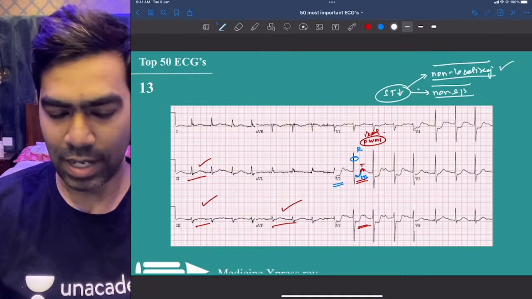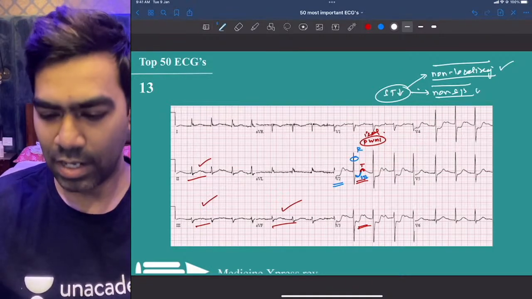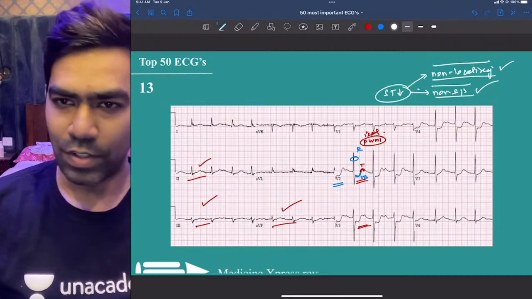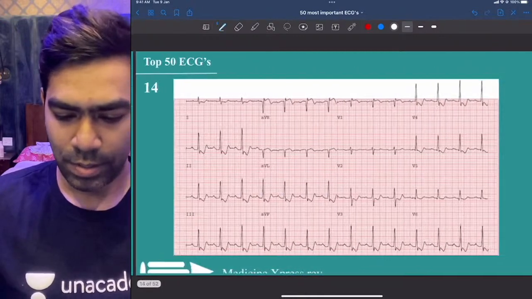You cannot say where exactly the problem is in the heart. And second, it is very non-specific and you need to always correlate with your clinical history and the clinical background.